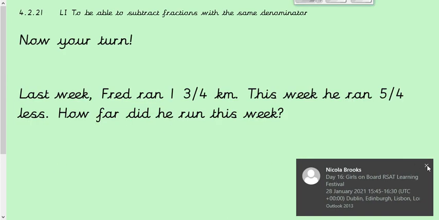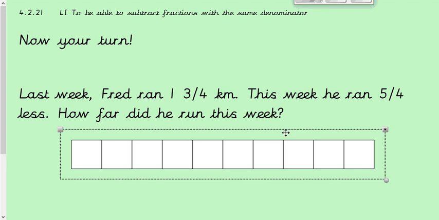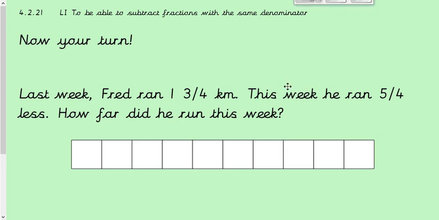So now it's your turn to have a go. Have a look at the question, use either a fraction strip or the abstract method, whichever one is easier for you, and then I'll go through the answers with you afterwards. So pause the video and have a go at the question. Okay, if you're not sure, then we'll go through the answers now.